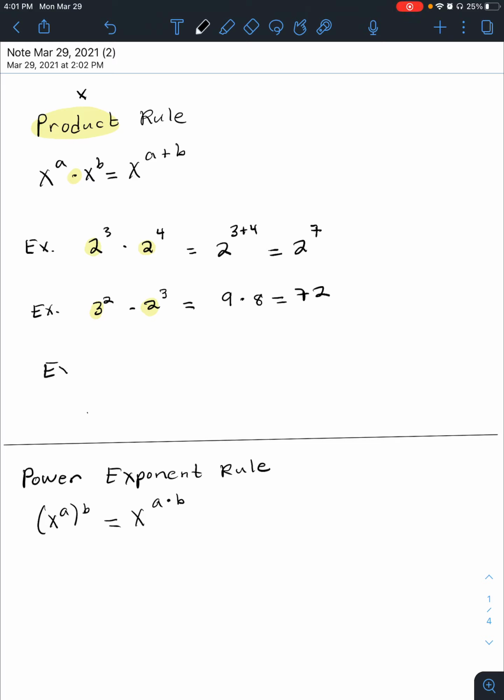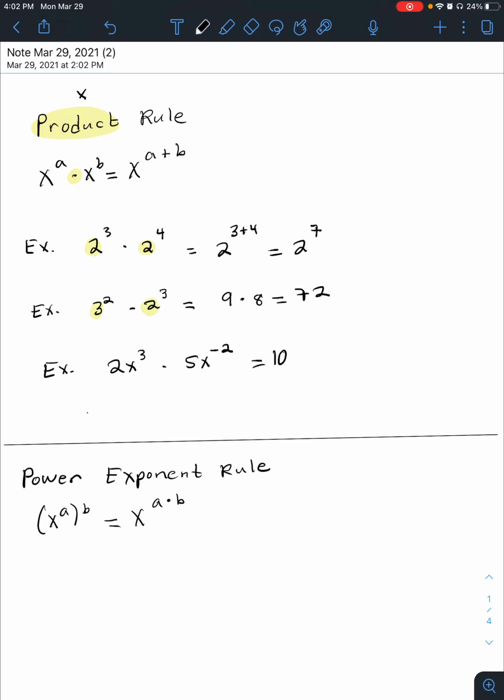Another example, this time we're going to have 2x cubed times 5x to the power of negative 2. Here, as we can see in the front, we have the coefficients 2 and 5. They do not have exponents here, so technically they have an exponent of 1, and they're just regular numbers. So 2 times 5, we already know that this is just 10. No exponent rules were needed here.